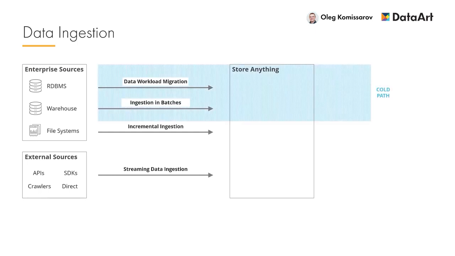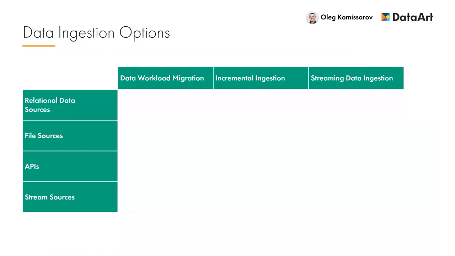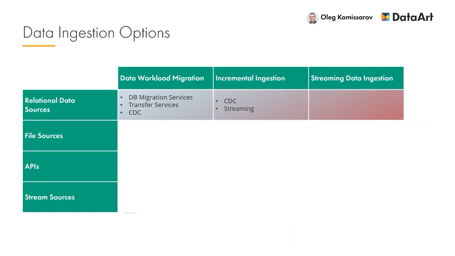Low velocity data usually goes through the so-called cold path, and high velocity data goes through the hot path of the data lake. So now when you know these categories of needs and types of ingestion, you can look at your data source. For example, if you need to move relational data for initial data migration to the cloud, you will be looking at database migration or transfer services provided by cloud data providers, or you should consider CDC, change data capture systems. Change data capture systems allow you point-and-click configuration without any code.